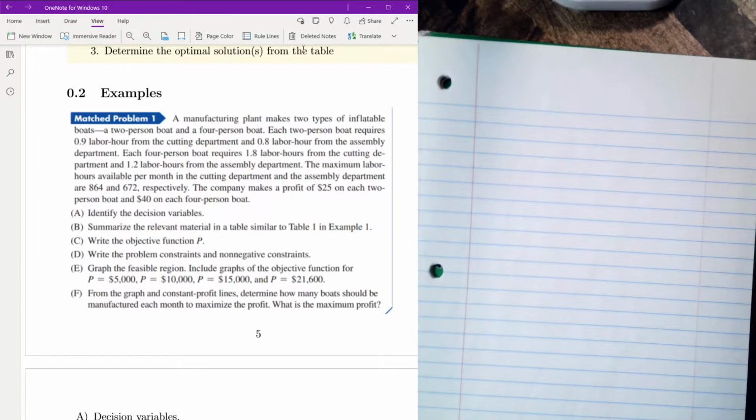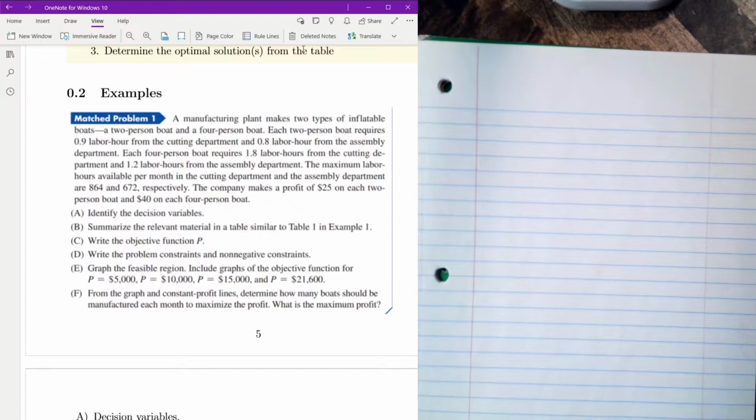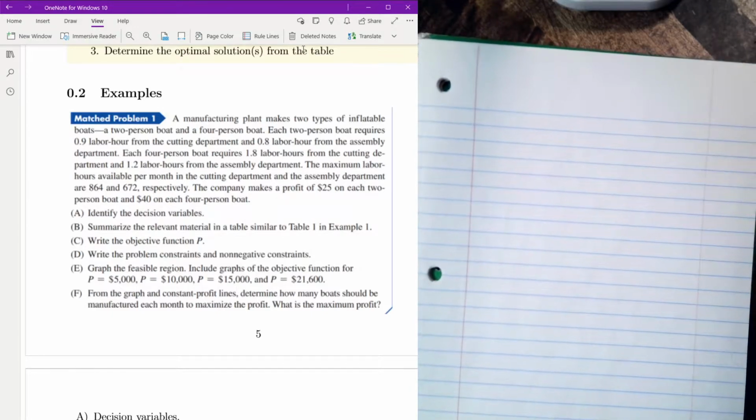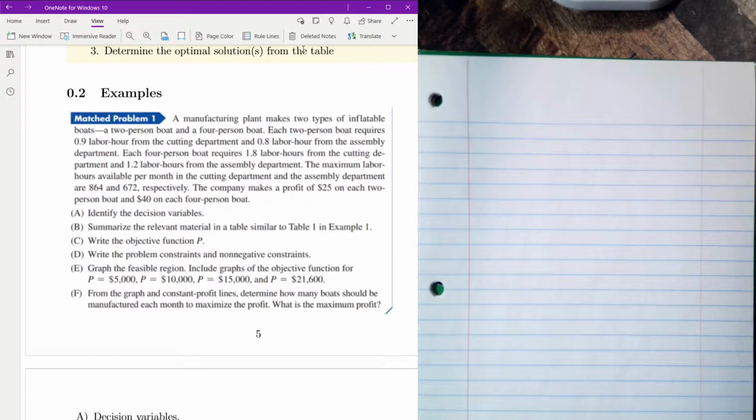A manufacturing plant makes two types of inflatable boats, a two-person boat and a four-person boat. Each two-person boat requires 0.9 labor hours from the cutting department and 0.8 labor hours from the assembly department. Each four-person boat requires 1.8 labor hours from the cutting department and 1.2 labor hours from the assembly department. The maximum labor hours available per month in the cutting department and the assembly department is 864 and 672 respectively. They make a profit of $25 on a two-person boat and $40 on a four-person boat.